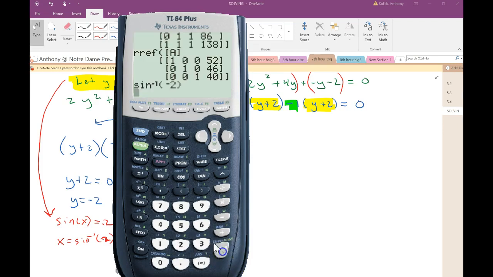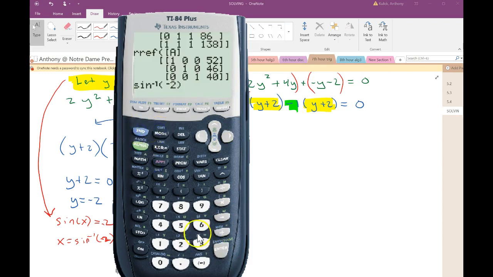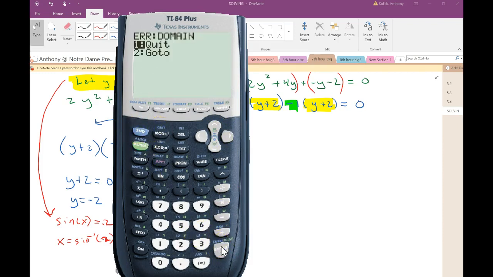Okay, so you think the mode's the issue? So I'm in radian mode. What if I try it in degree mode? What's going to happen? Same problem.